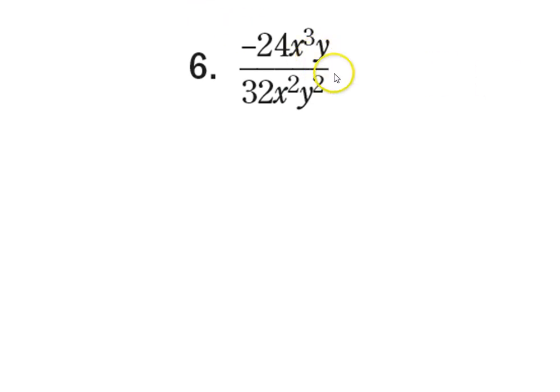Up here I have number 6, where we are given a fraction and we are asked to simplify the fraction. So I see kind of a lot of business going on here. I have negative 24 x to the third power times y over 32x squared y squared, and we want to simplify this.